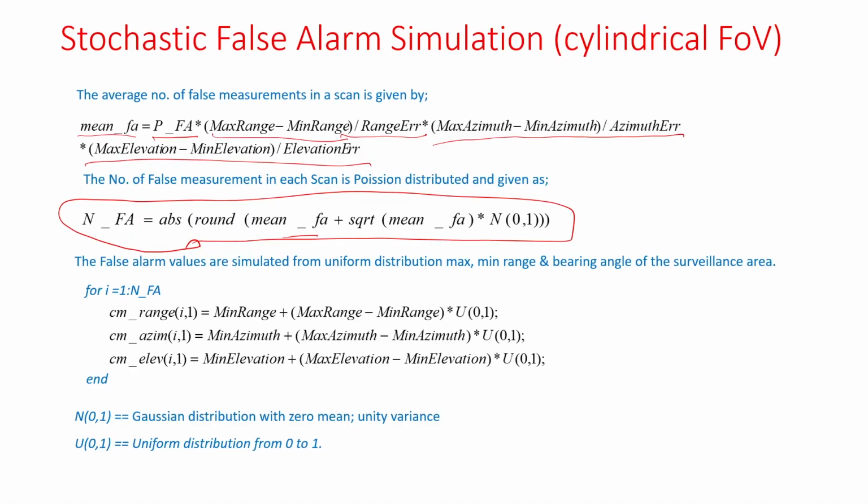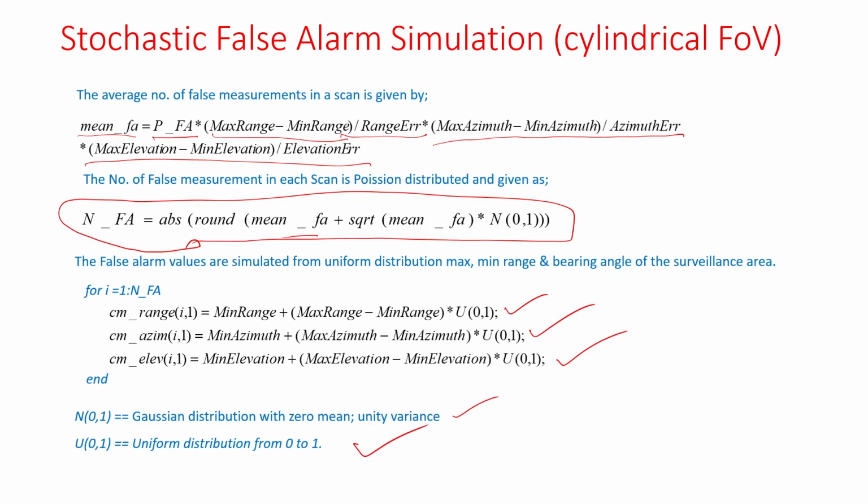Uniform distribution is how to simulate a uniformly distributed random number: mean plus (max minus mean) times a uniform number, with zero mean and unity variance. Same thing I have done here. So, I simulated for range, I simulated for azimuth, I simulated for elevation. Okay. So, n is your Gaussian distribution with 0 mean, and this is your variance. With this I have done.